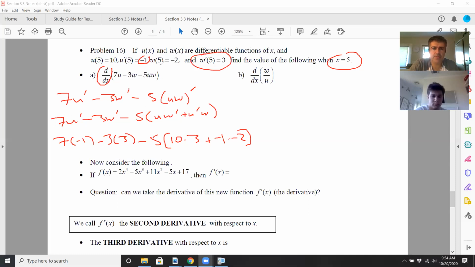Like, okay, derivative of u was -1. Derivative of w was 3. And then u itself is 10 and w itself is -2, and just throw it in. And then you just got to clean it up. -7 minus 9. And you will have practice on this in the homework, just so you know. And we'll do this in class on Thursday. 30 plus 2, because remember, you have the double negatives. So it's -16 minus 5 times 32. -16 minus 160, so you get -176.